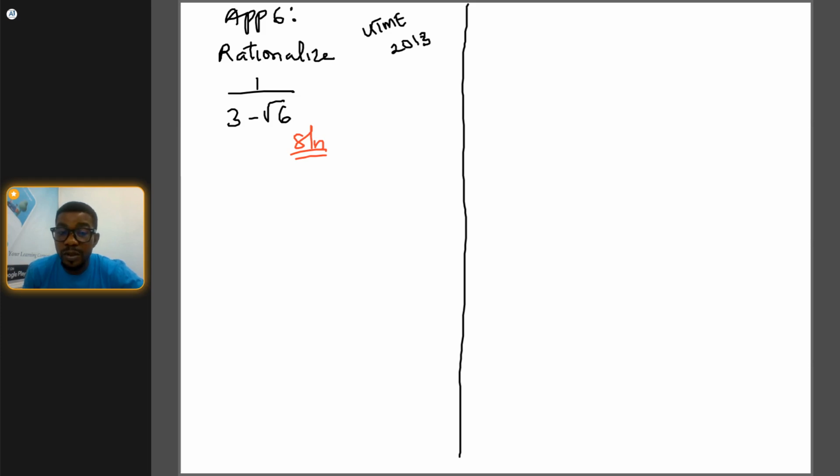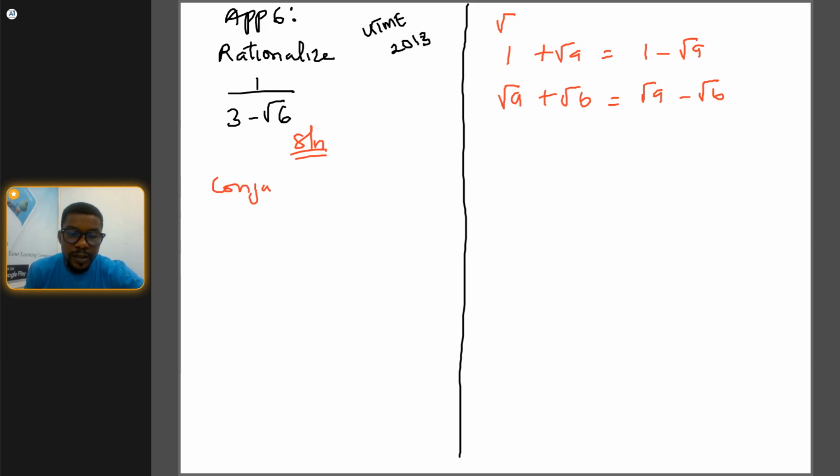And to rationalize, you first need to understand what conjugate is. We discussed conjugate yesterday. I said if I have 1 plus root a, the conjugate is 1 minus root a. And if I have root a plus root b, the conjugate is root a minus root b. So to rationalize, you have to multiply the numerator and the denominator by the conjugate of the denominator. The conjugate of 3 minus root 6 is 3 plus root 6.